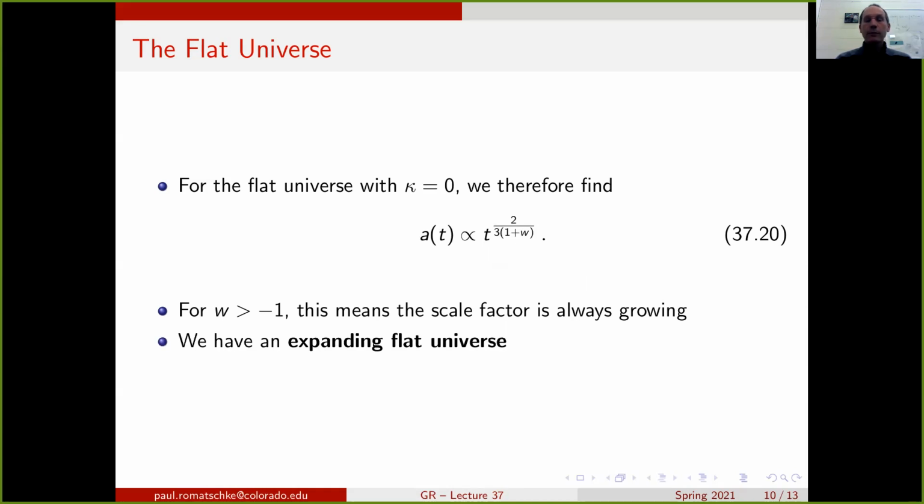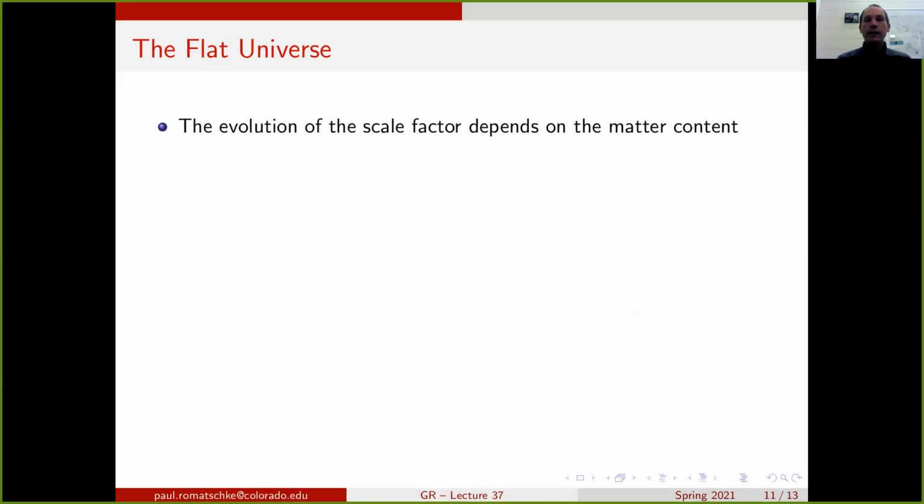Anyways, the upshot is that for this particular case, we find that we have an expanding flat universe with the energy density being exactly equal to the critical energy density. And we can look at this in more detail by seeing how the scale factor depends on the precise matter content. As I said, if we want an actual solution, we need to say what the matter content is or what the equation of state is.